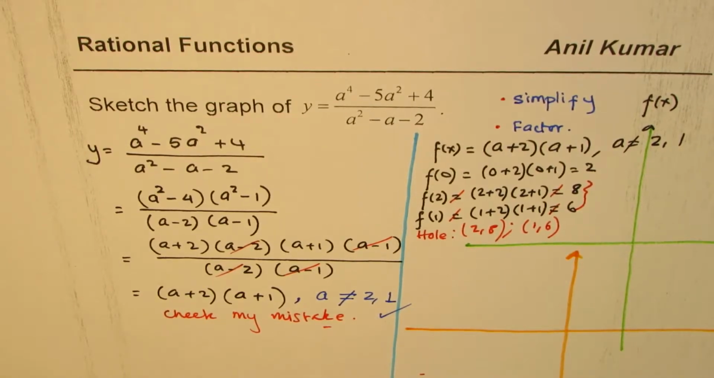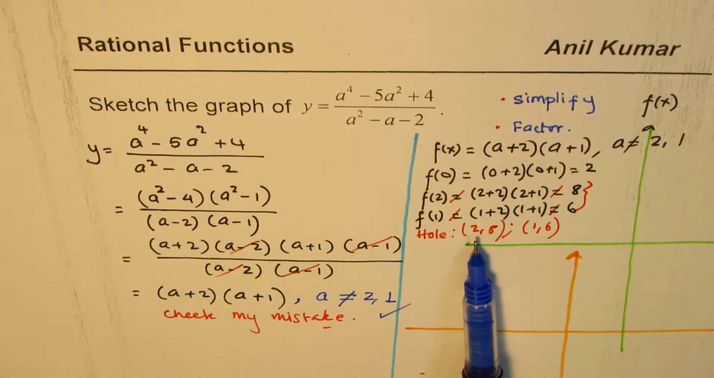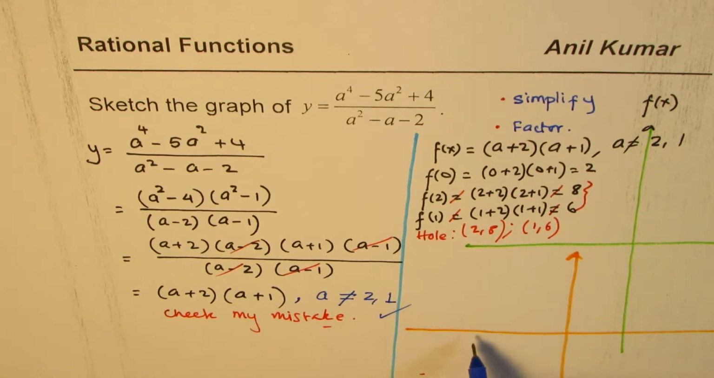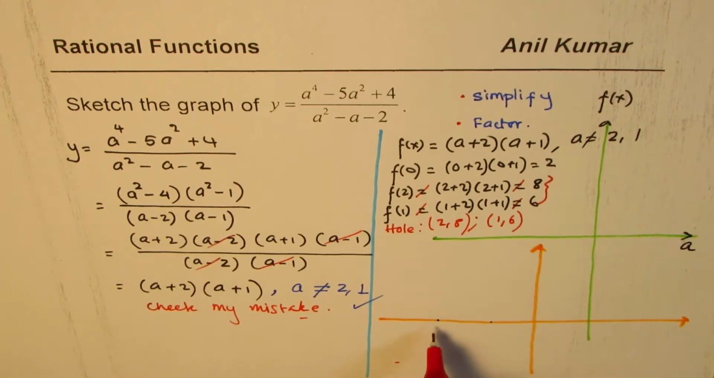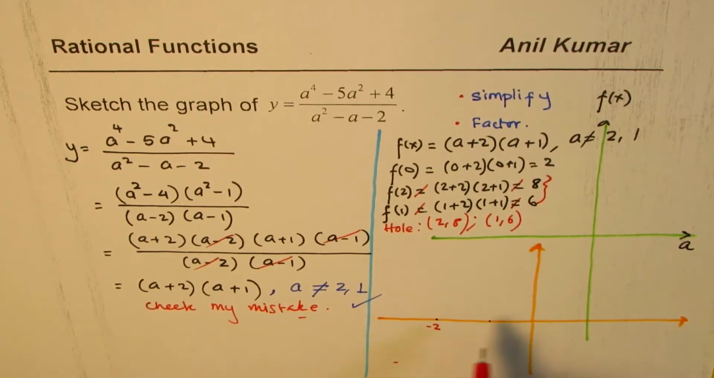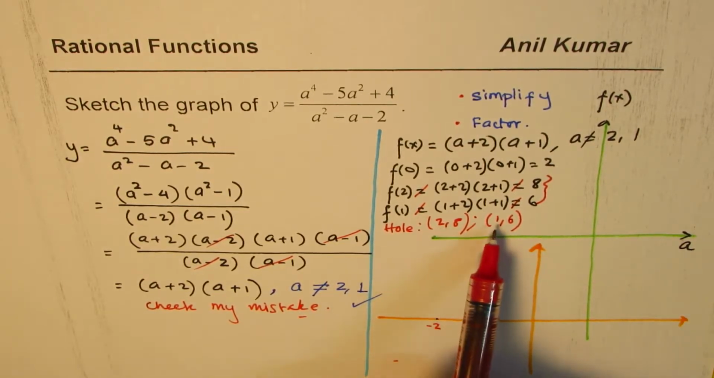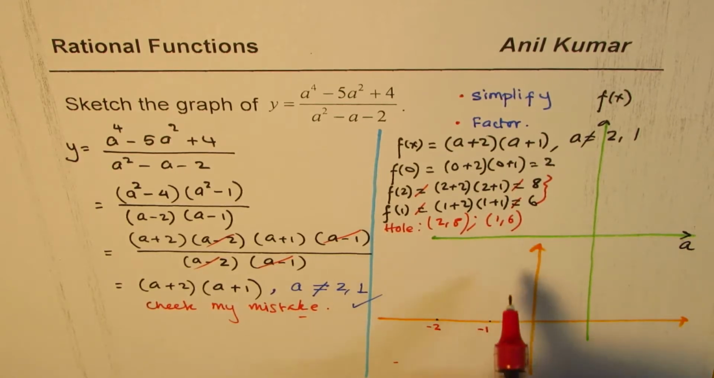Correct. So what we have here is x-intercepts at minus 2 and minus 1. So we have two zeros, right? I have a 0 at minus 2, and we have a 0 at minus 1. And we need to sketch this graph, and we know we have two holes here. One is at 2, 8, and one is at 1, 6, right? And we also know that we have a y-intercept at 2. So that is the information which we know about this graph. With that, let us sketch it.